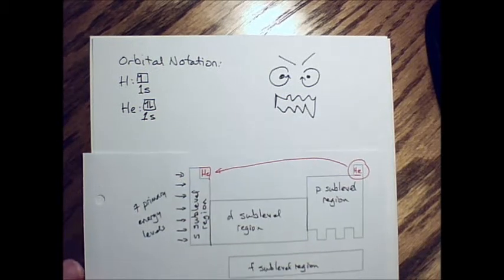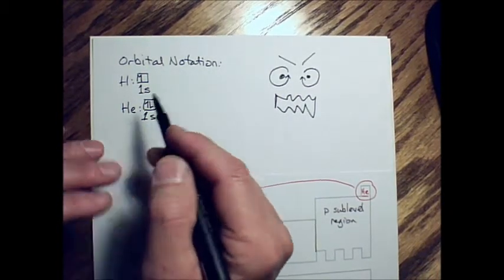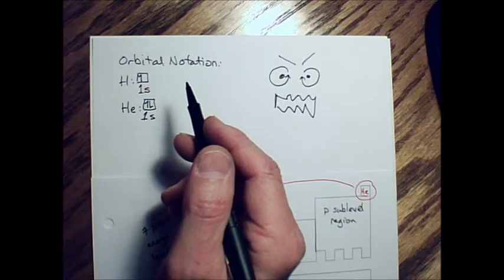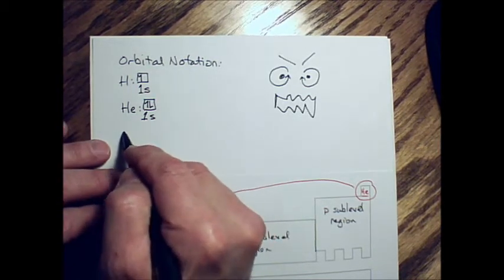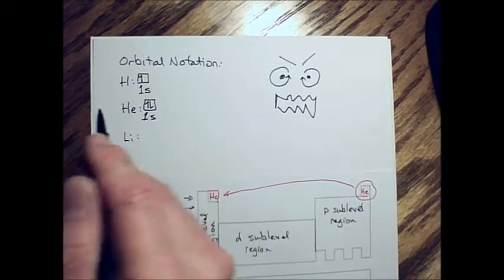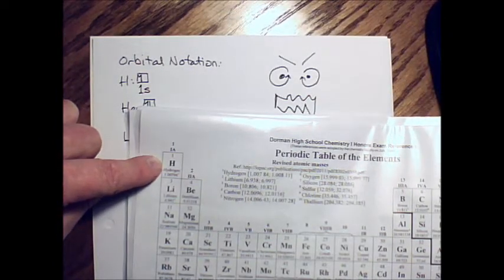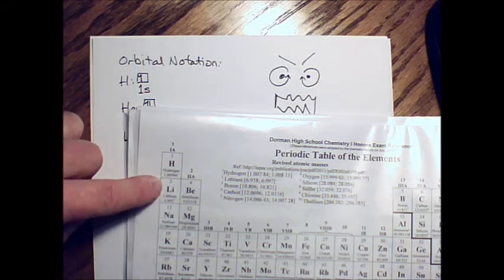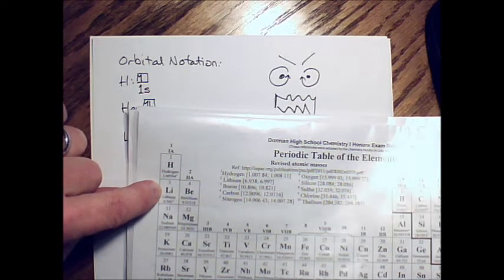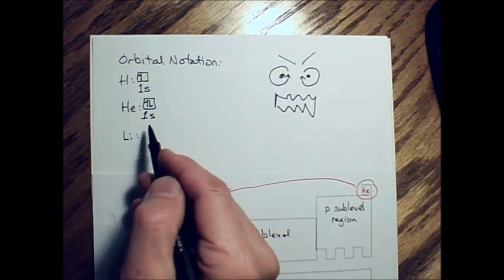All right. So let's go to lithium now. Look at where lithium is. Lithium is not on the same row, so it's not the same primary level. It's on the next primary level. So now we don't get rid of 1s.